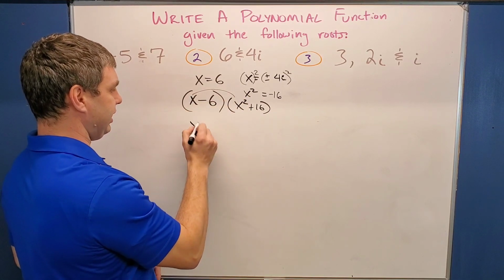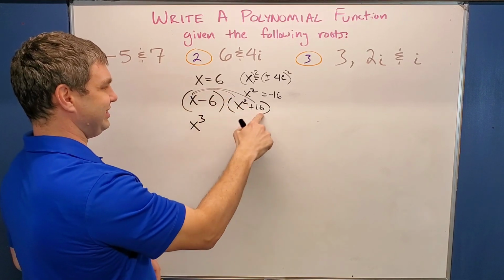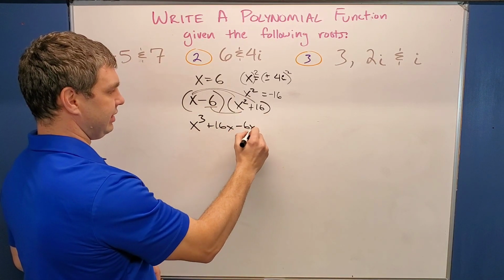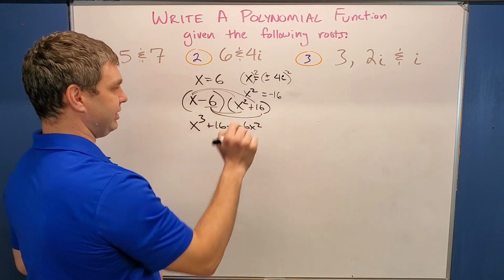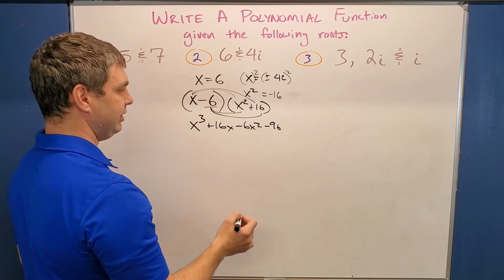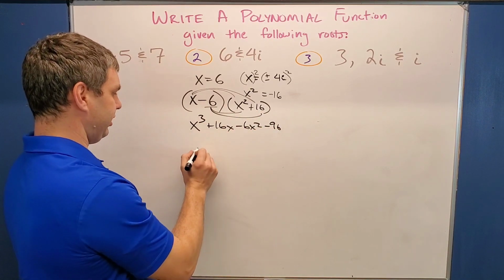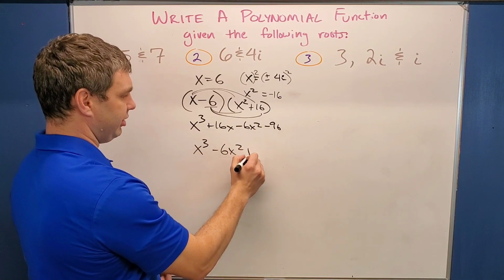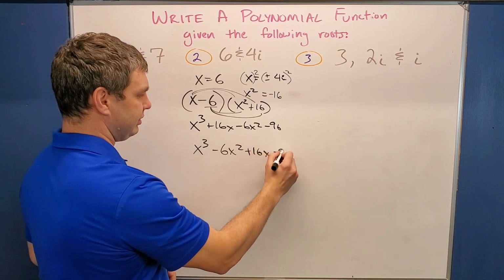X times x squared is x to the third. X times 16 is 16x. -6 times x squared is -6x squared. And lastly, -6 times 16 is -96. Just have to reorder those two. And I think my final answer here is x to the third minus 6x squared plus 16x minus 96.